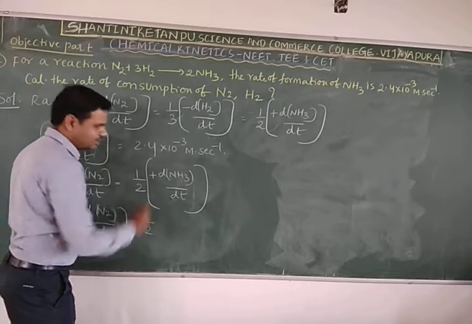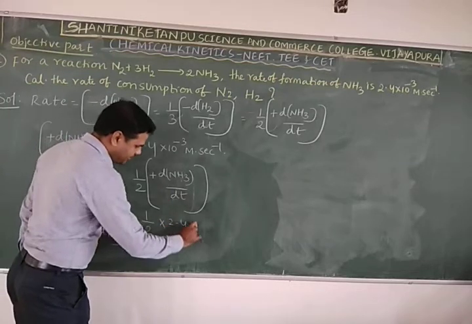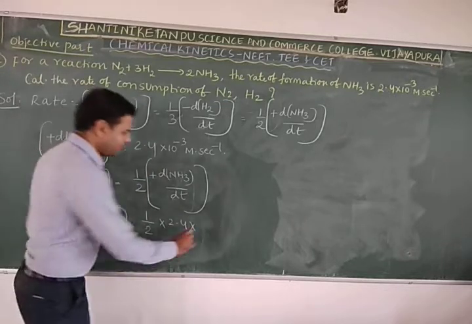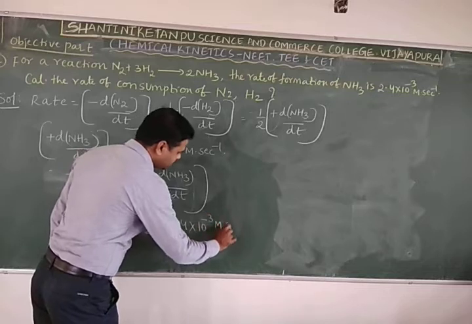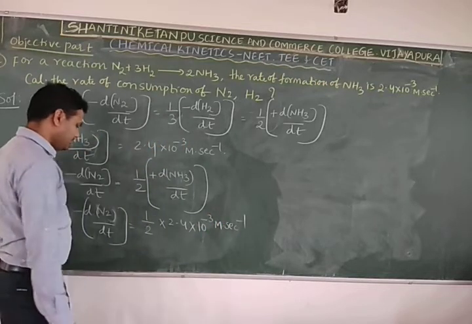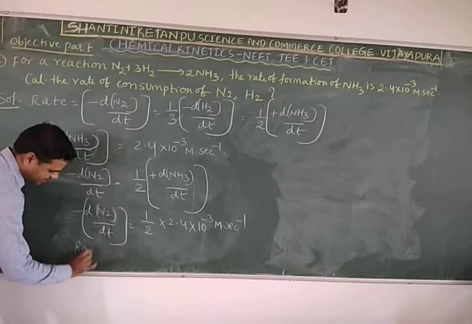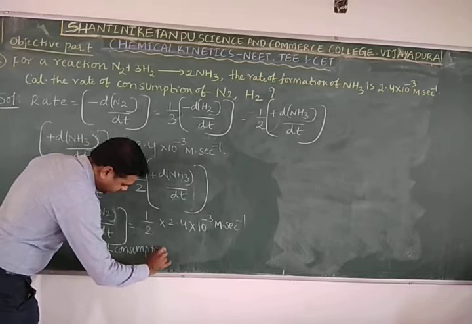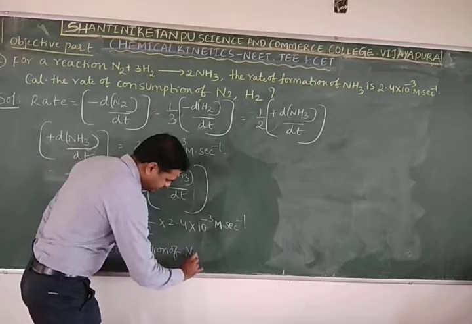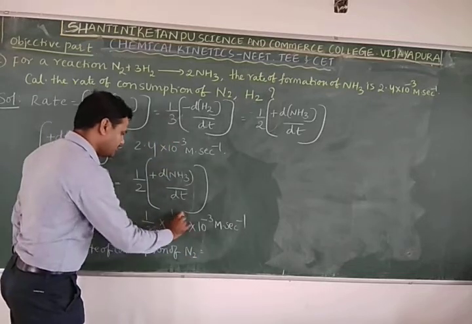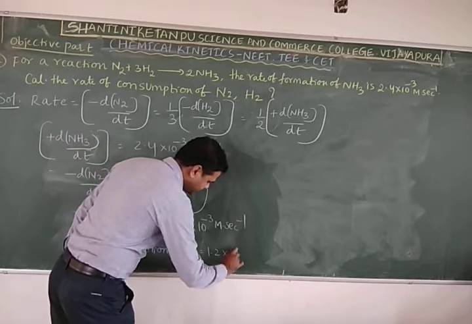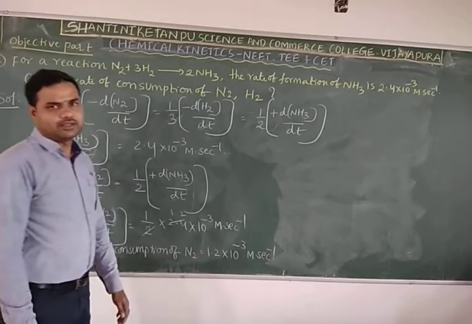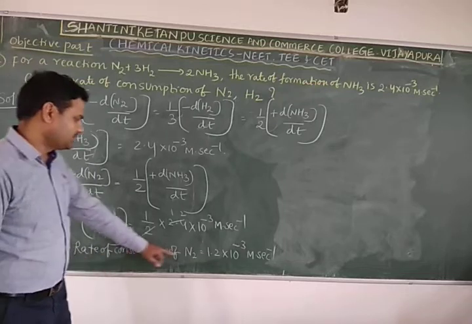See, already rate of formation of ammonia is given. How much? 2.4 into 10 power minus 3 moles per liter per second, because this value is given to us. So therefore, rate of consumption of nitrogen is equal to, here it becomes 1.2. Therefore, answer is 1.2 into 10 power minus 3 moles per liter per second. Like this, we are calculating rate of consumption of nitrogen.